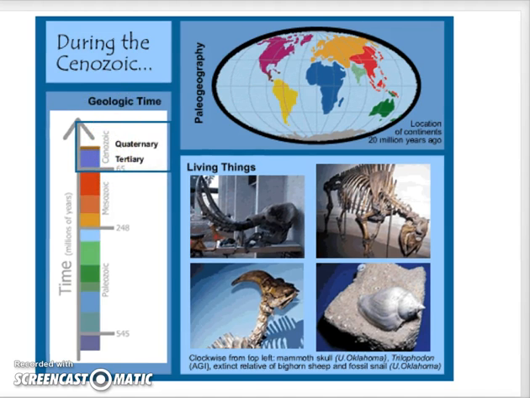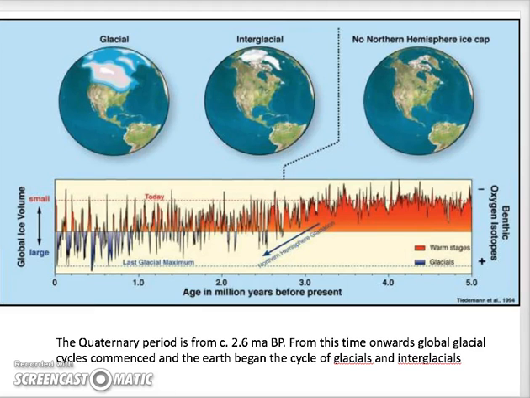So we're going to talk more. The Quaternary period is from 2.6 Ma before present. From this time onwards, global glaciation cycles commenced and the Earth began the cycle of glacials and interglacials. So the Quaternary is the last 2.6 million years of Earth history.